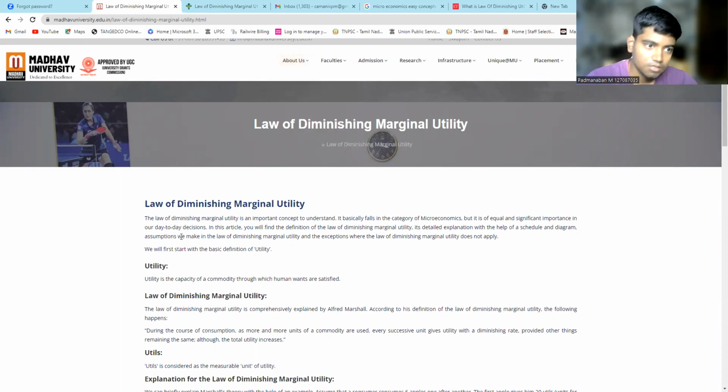Law of diminishing marginal utility. The law of diminishing marginal utility is an important concept to understand. It basically falls in the category of microeconomics, but it is of equal and significant importance in our day-to-day decisions. In this article, you will find the definition of the law of diminishing marginal utility, its detailed explanation with the help of the schedule and diagram, the assumptions we make in the law, and exceptions where the law does not apply.